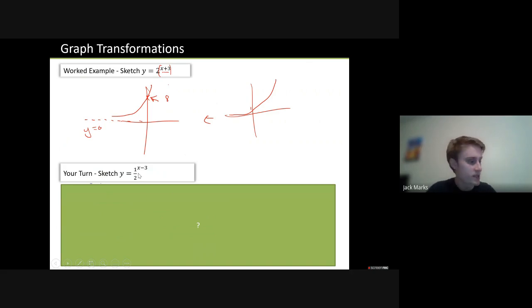So pause here and have a quick go at the one underneath. So remember, this is a number less than 1 for the base. So you need to take that into account when you're drawing it. And also consider inside or outside the function for the transformation element in the power.